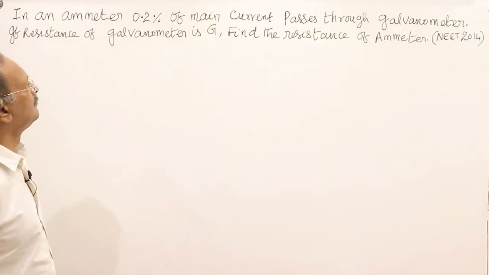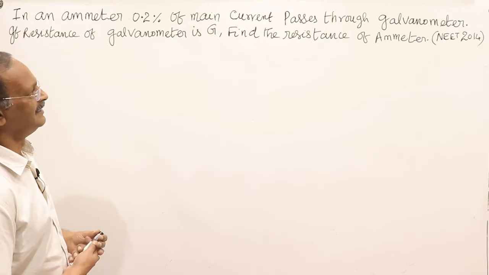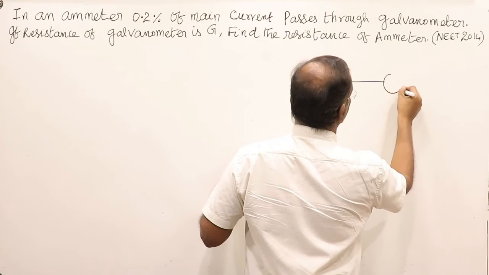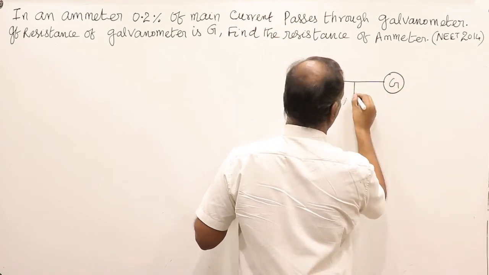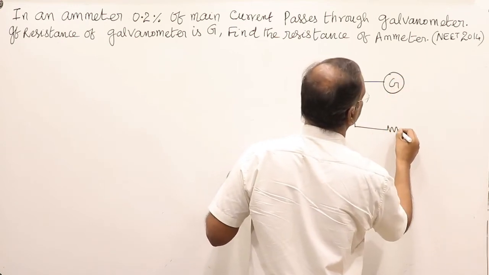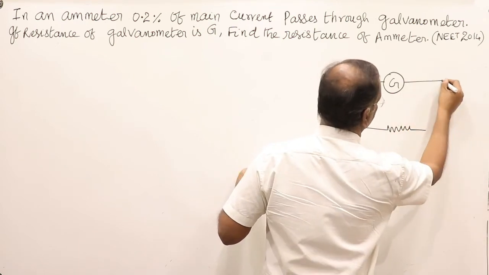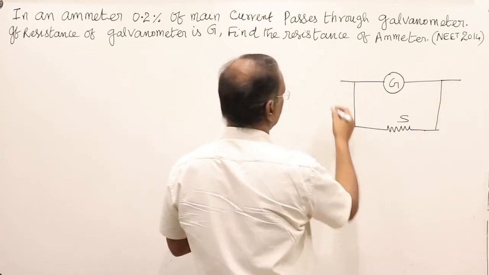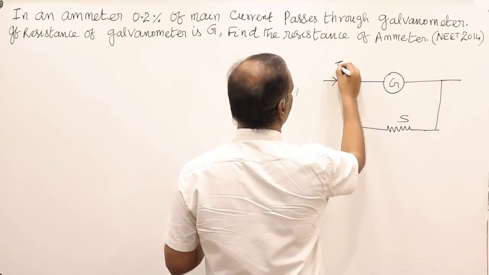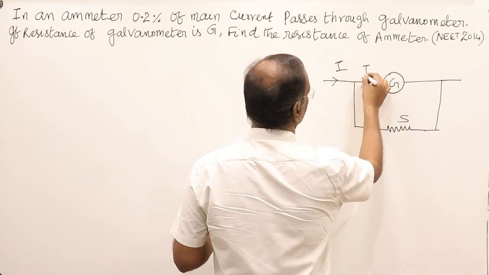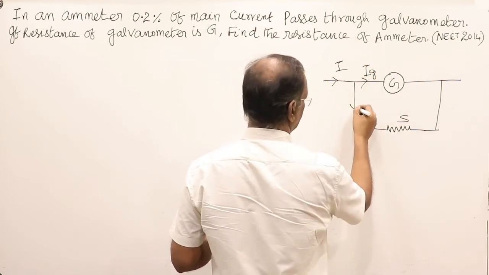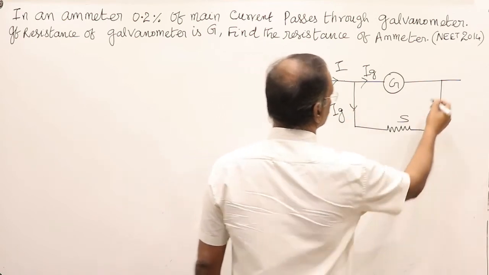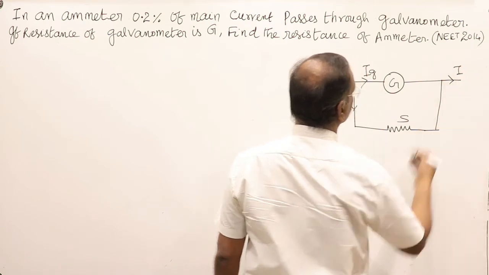In an ammeter, 0.2 percentage of main current passes through the galvanometer. First let us draw the ammeter. So this is the galvanometer. An ammeter means a shunt is attached, then this becomes an ammeter. This is the main current I. This is the current through the galvanometer, and this is the current through the shunt.